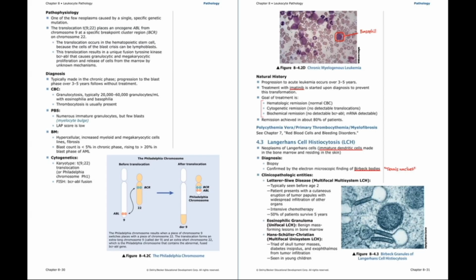There's Letterer-Siwe disease, which is a disease of very young children that presents both in the skin as an eruption of tumor papules and later widespread infiltration of other organs. Intensive chemotherapy gives moderately effective results with 50% 5-year survival. Eosinophilic granuloma is an accumulation of the neoplastic cells in the bone marrow, and Hand-Schüller-Christian disease is the triad of skull tumor masses, diabetes insipidus, and exophthalmos from tumor infiltration.